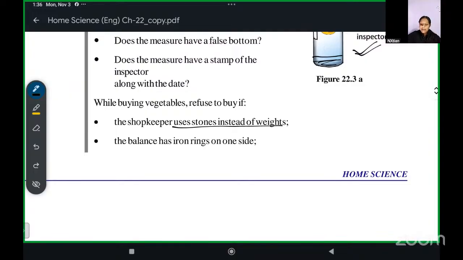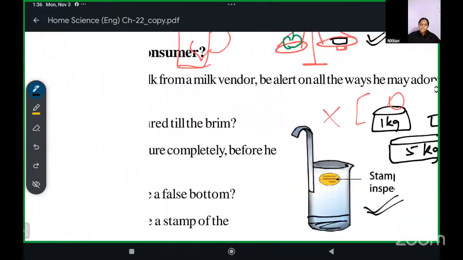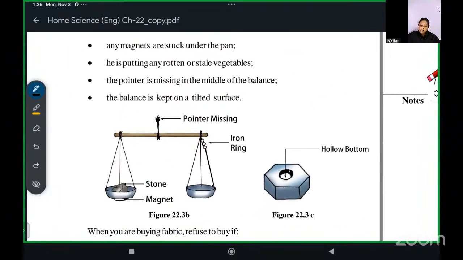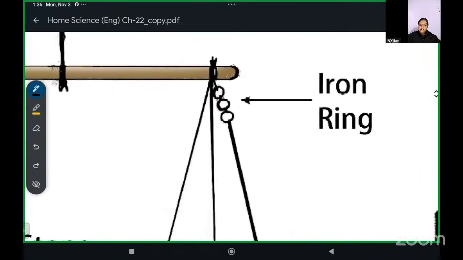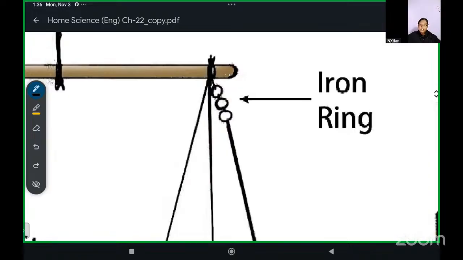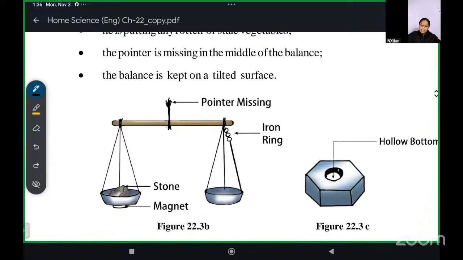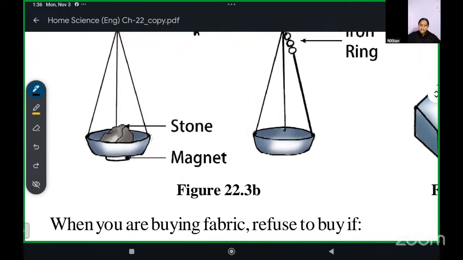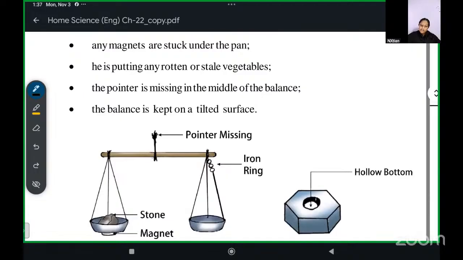The balance has iron rings on one side. Check out, this thing is known as the balance. It shouldn't have iron rings on the side. If you want to know how iron rings look, these are iron rings on one side. Now, check whether any magnets are stuck under the pan. This is the magnet stuck under the pan.